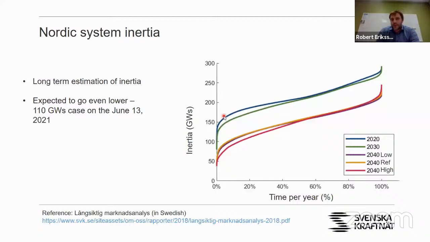And the upper 2 curves here are for 2020 and for 2030. And then for 2040 we see that the inertia will be reduced quite a lot. And I believe actually that these numbers are a bit optimistic. So perhaps we will see even lower inertia values rather soon.